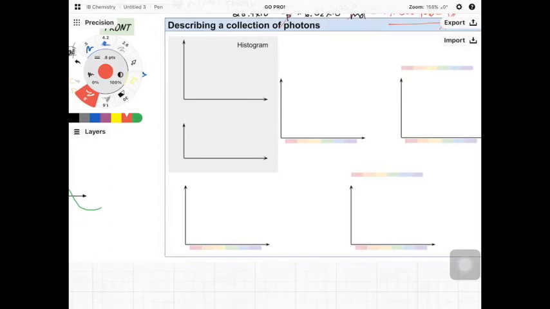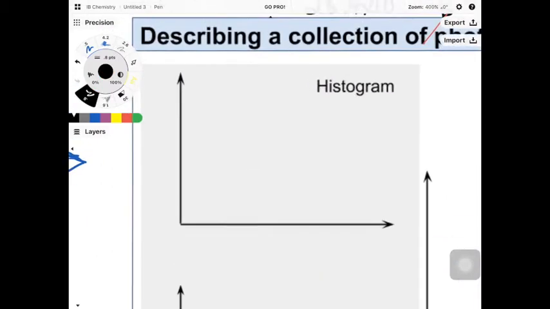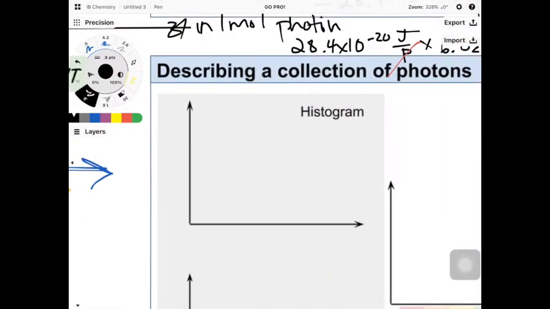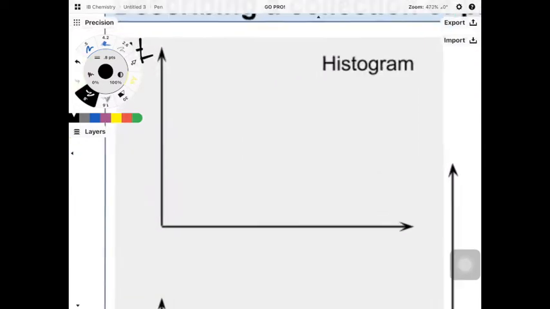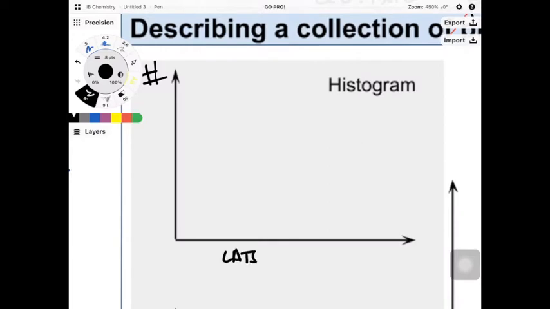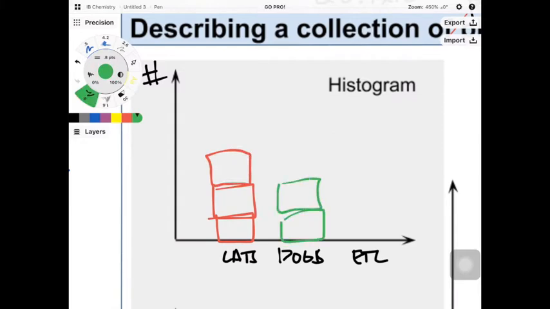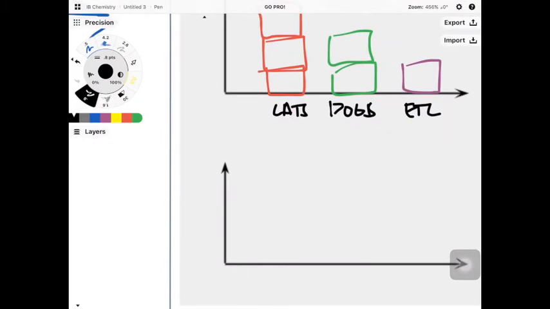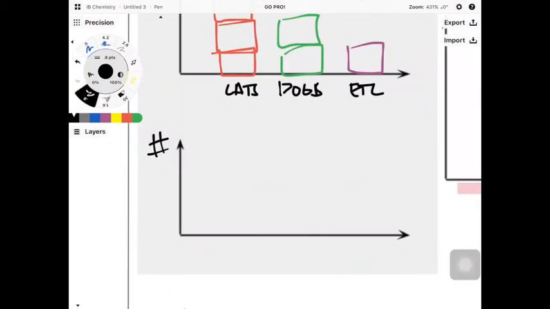Now we can also talk about how we can describe not just one photon, but a collection of photons. Just a very quick math graph review. So histograms basically show the frequency or the number of a specific category of things. So you probably in kindergarten polled people in your class, figured out how many people had cats, how many people had dogs, and the blocks represented the number of people. We can do the same thing for photons based on their energy level.